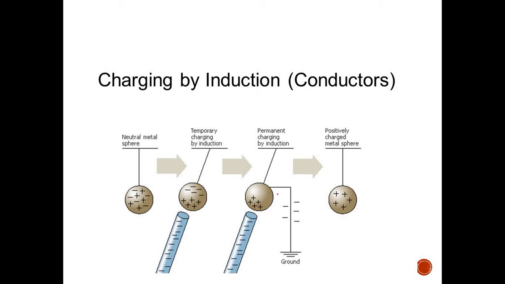And then if we connect or ground the sphere, we put a grounded wire here. What will happen is that the negative charge, the electrons, will move out from the metal sphere, and this metal sphere will become a positively charged metal sphere, right?